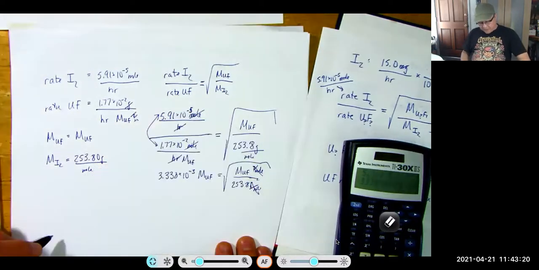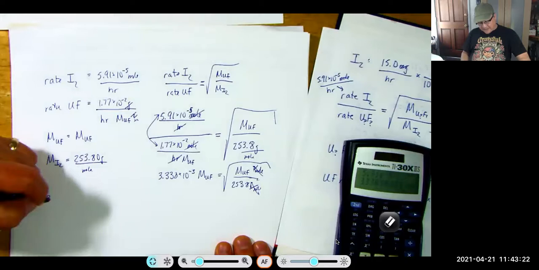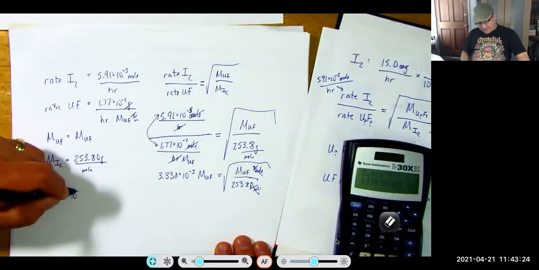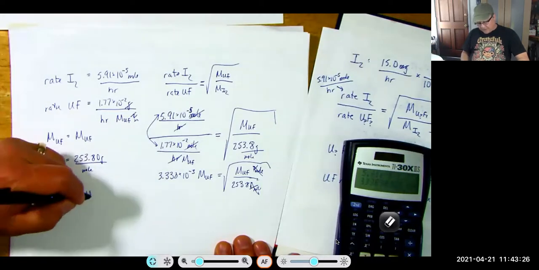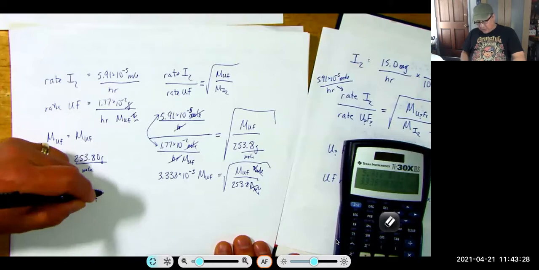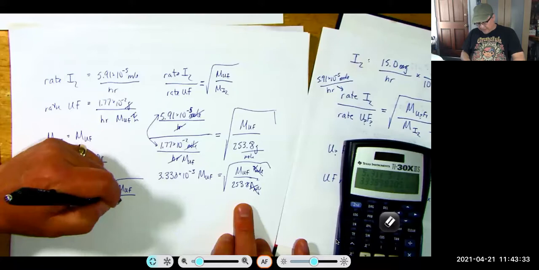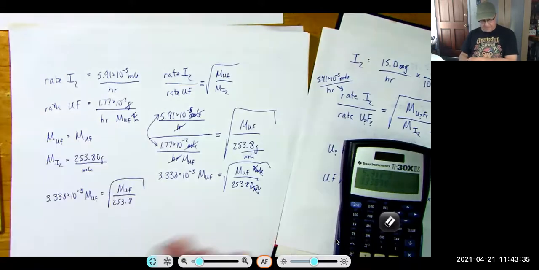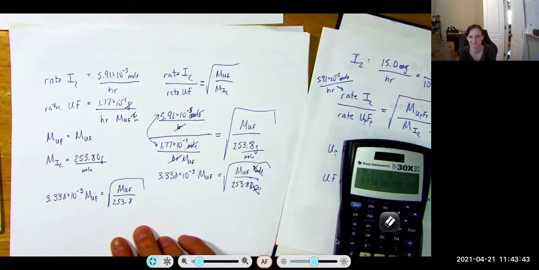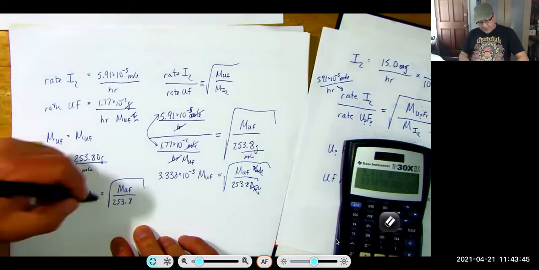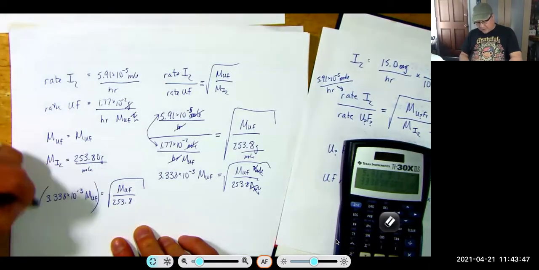Right. So now I have 3.338 times 10 to the minus 3 times the molar mass of UF is equal to the molar mass of UF over 253.8. So what are we going to do? Do you like working with squares? Square root, I mean? Yeah. So how about we do this? Let's square this side and let's square this side.